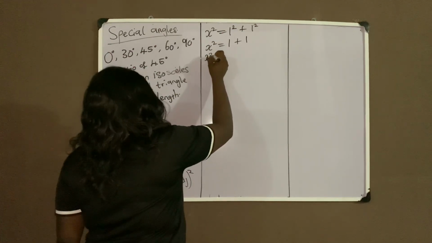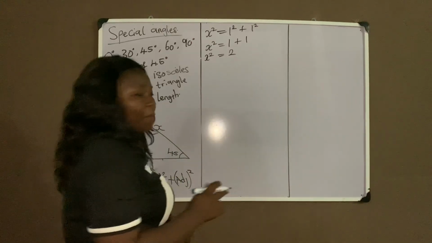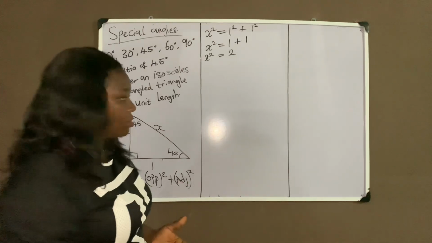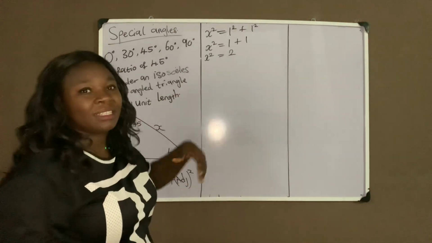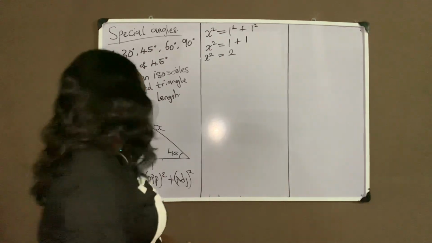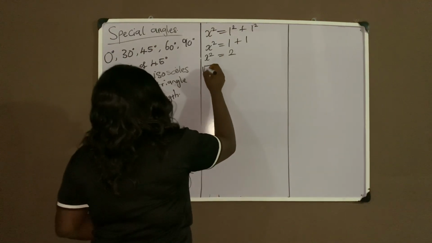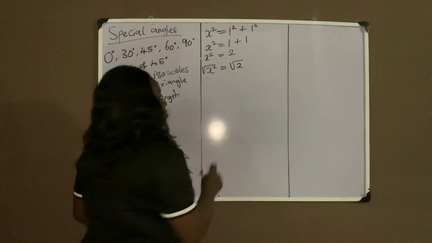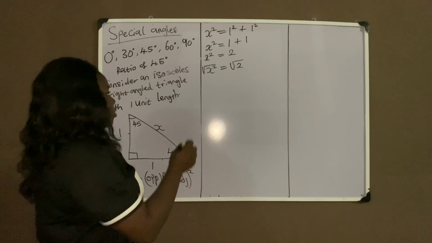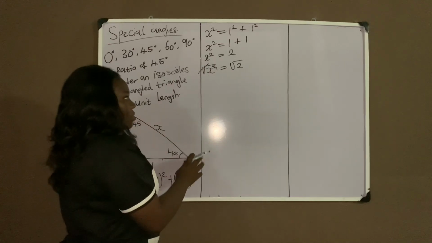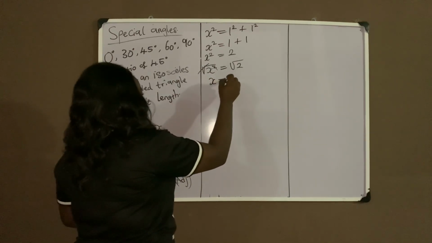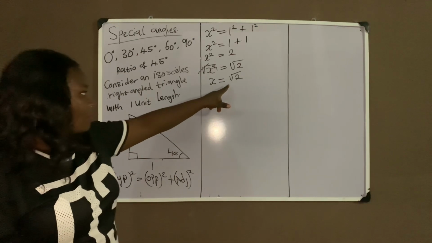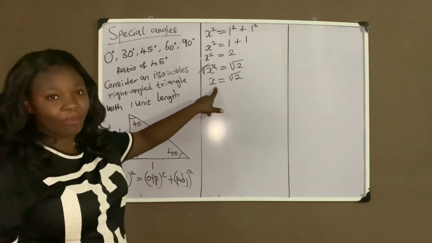We have x squared is equal to 2. But remember, we are not looking for x squared. We are looking for just x, which is our hypotenuse. So how do we get x? By simply taking the square root of both sides. We have x equals the square root of 2. The reason for that is that the square root cancels the square, so we'll be left with x, which is the square root of 2. Now we've obtained the value for x, which is our hypotenuse.